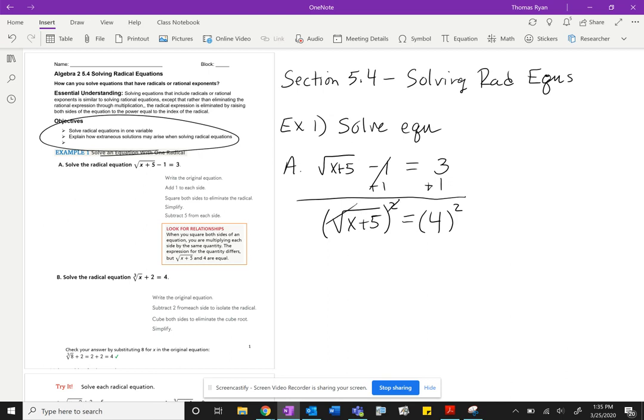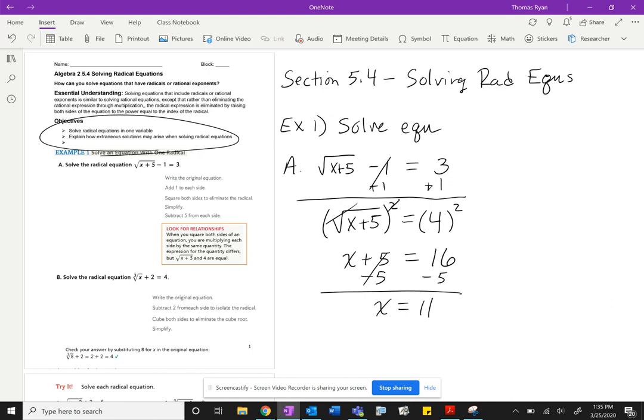So let's cancel that out. Square root undoes a square. x plus 5, we know 4 squared is 16. Nice little Algebra 1 business here. Bada bing, bada boom. x is 11.